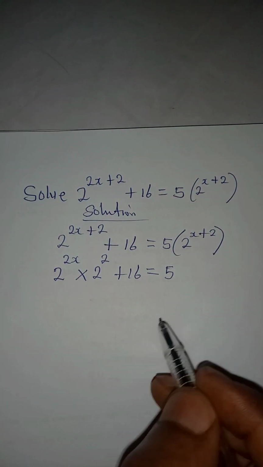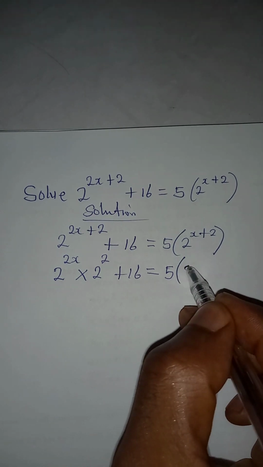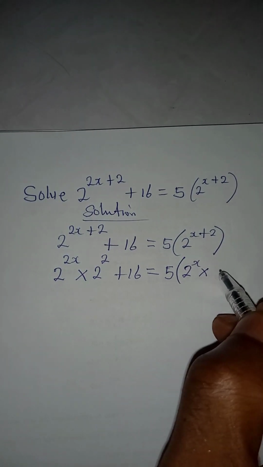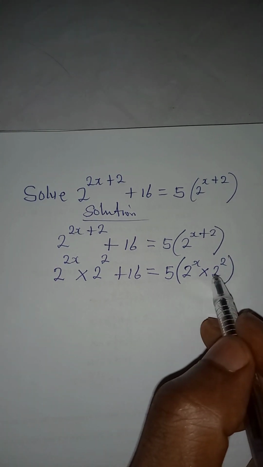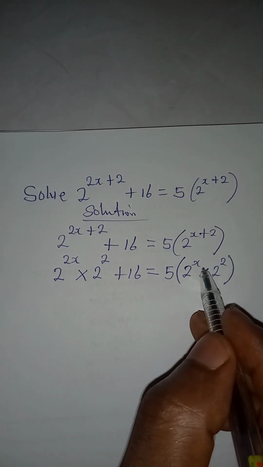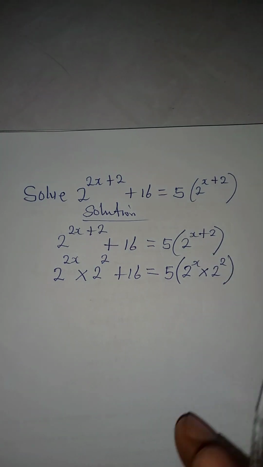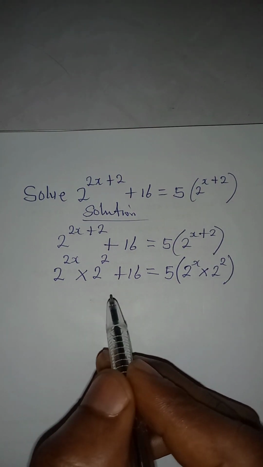I'll have 5 there, then open bracket, this will be 2 raised to the power x multiplied by 2 raised to the power of 2, because if I should pick one of the brackets, one of the bases, which is 2, then I'll add the powers, so it will give me the same term there. So from here, I would like to take a step.